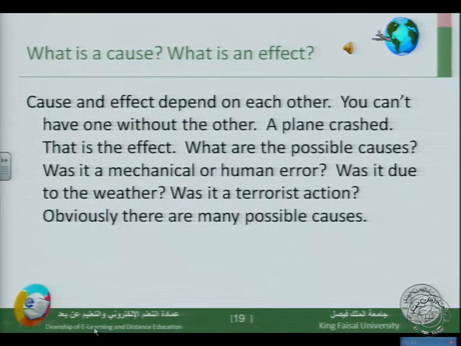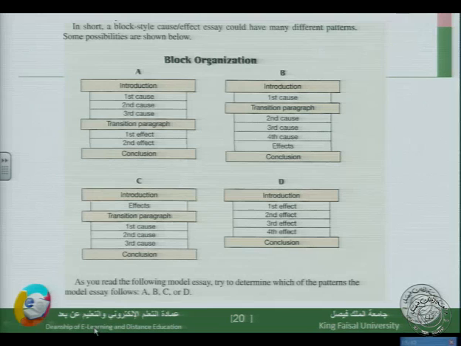A plane crashed, for example. That is the effect. What are the possible causes? Was it a mechanical or human error? Was it due to the weather? Was it a terrorist action? Obviously, there are many possible causes. So for each cause, there is an effect. And for each effect, there is a cause. This is what we call the cause and effect essay.